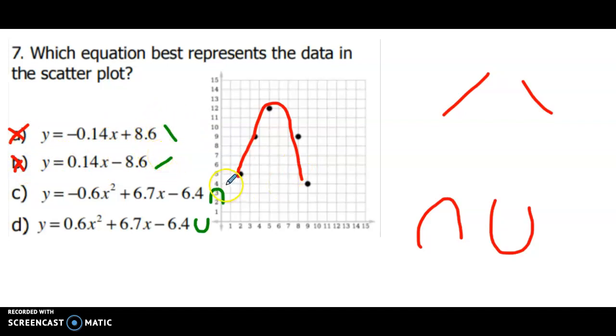Okay, this is pointing down. So my first number is negative, and it's pointing down. If I chose this one, the quadratic would be opening up, because the first number beside the x squared is positive. So my answer would be C.